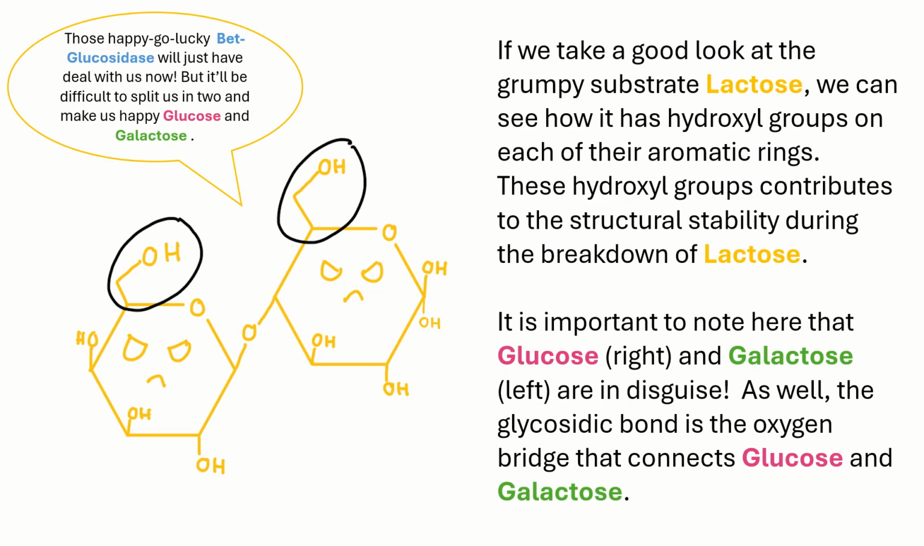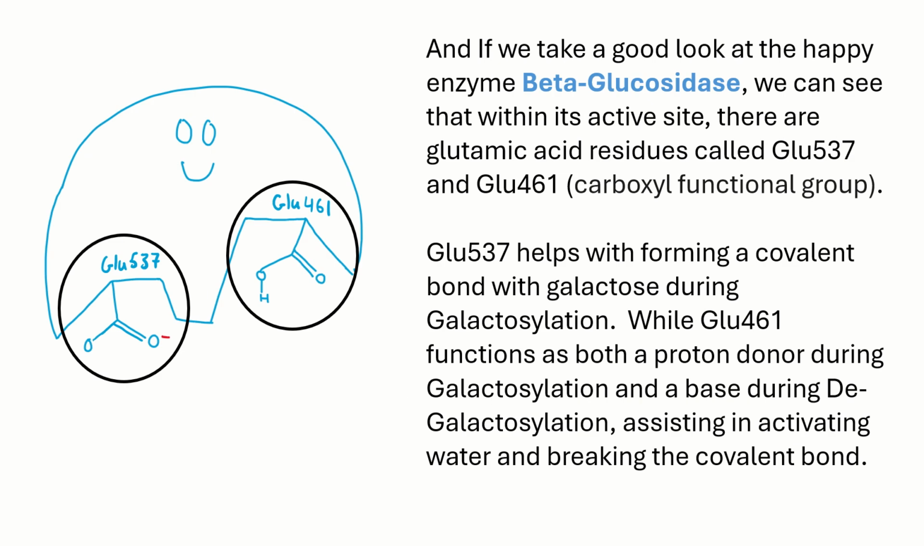If we take a good look at the grumpy substrate lactose, we can see how it has hydroxyl groups on each of the aromatic rings, but the hydroxyl groups contribute to the structural stability during the breakdown of lactose. It is important to note here that glucose is on the right and galactose is on the left, but they're in disguise. As well, the glycosidic bond is the oxygen bridge that connects glucose and galactose.